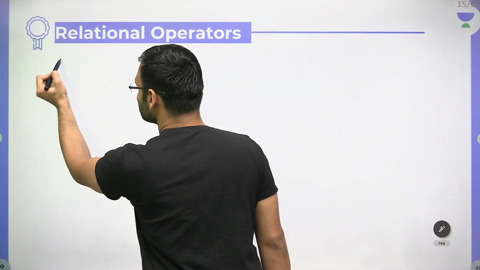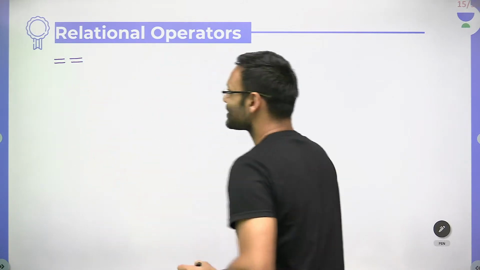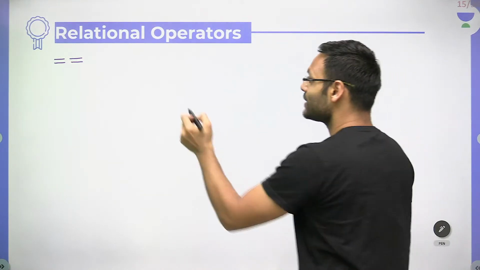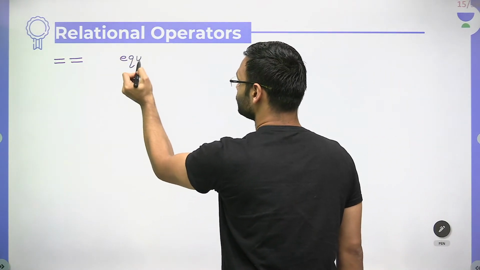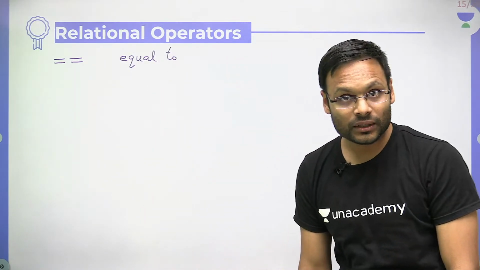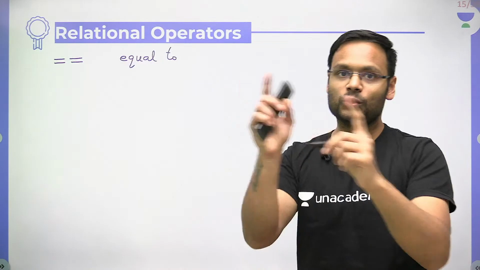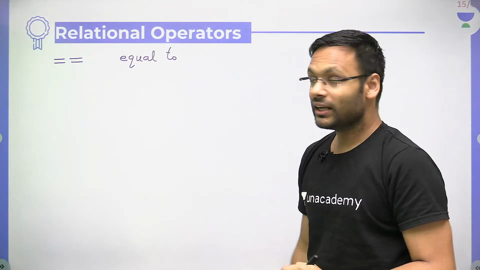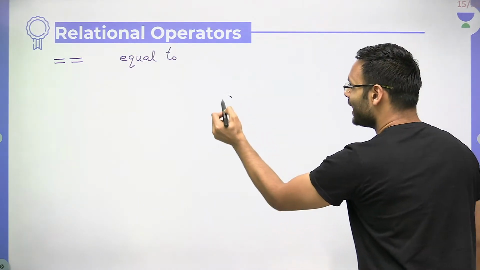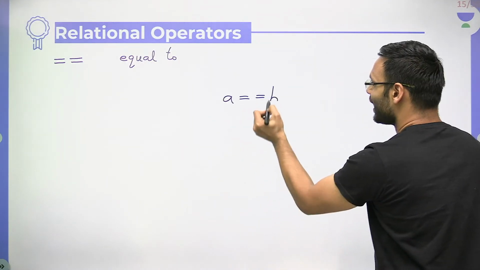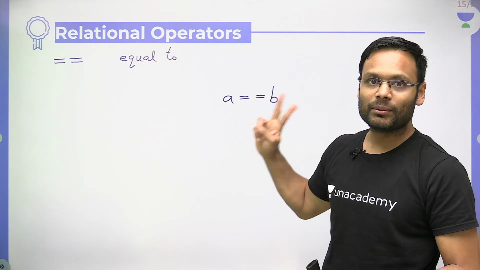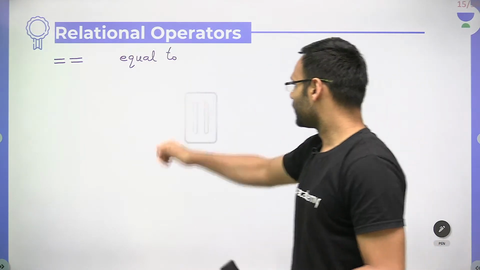The first relational operator is double equals. The sign of double equals is an operator, and it says equal to or not. Single equals is assignment, that is, if I want to assign one value to another. Double equals is the comparison of two values. So if I want to check whether A is equal to B or not, I have to write double equals, because comparison is done with double equals. This is the relational operator.